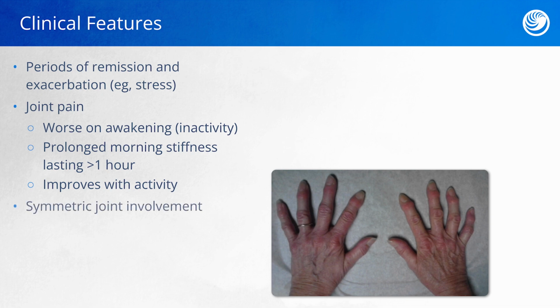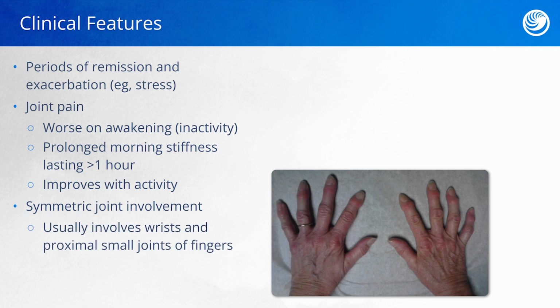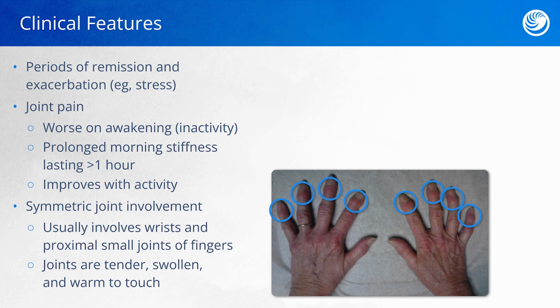RA also has symmetric joint involvement, and this usually involves the wrist and the proximal joints of the fingers. The joints are normally tender, swollen, and warm to the touch, just like in this image here. In our image, we can see red, swollen joints on the client's fingers. RA is generally going to start at the wrist and the proximal joints of the fingers and work its way out to the more distal joints, as we can see in this image.